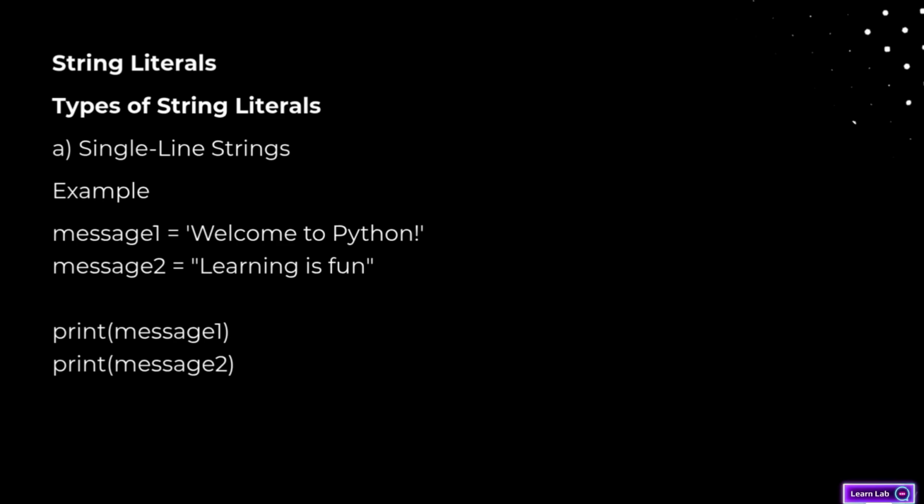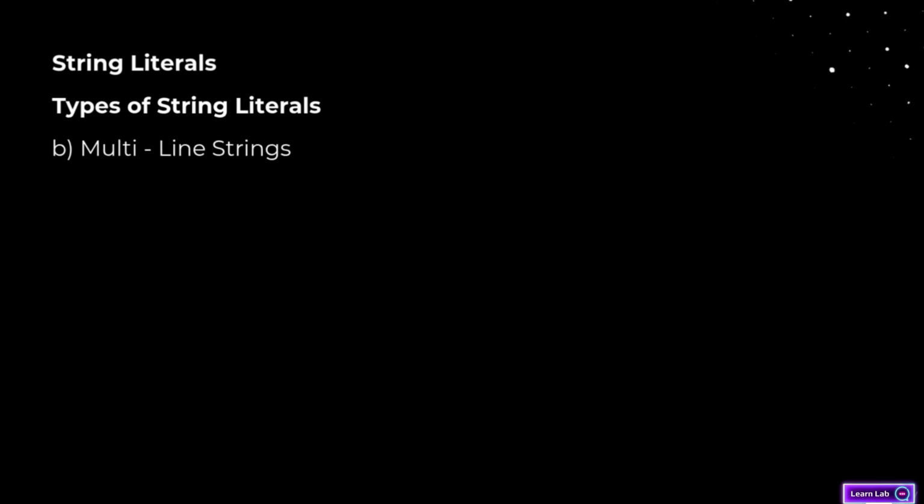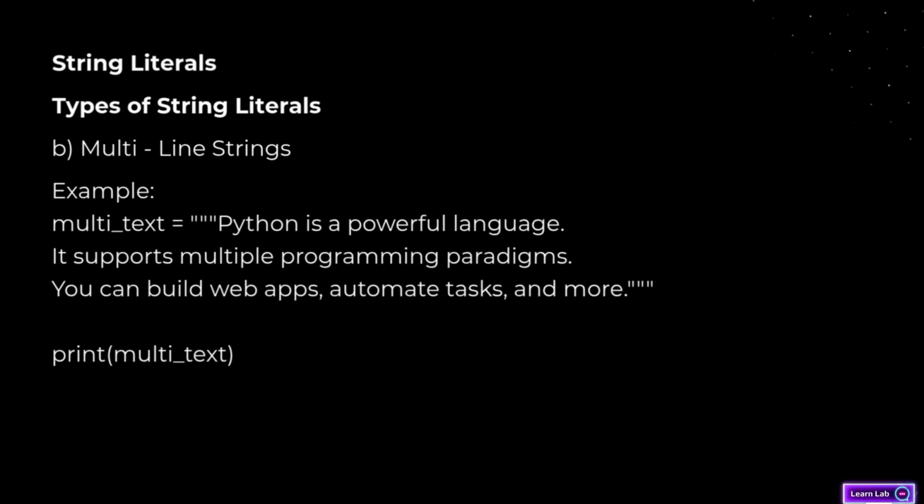Print message 1. Print message 2. Here we have initialized multiple variables using different formats of single-line string literals and printed their values, and the output is, welcome to Python. Learning is fun. The second type of string literal is multi-line strings. Multi-line string literals in Python are enclosed in triple single quotes or triple double quotes. They allow you to write text that spans several lines, making them ideal for long messages, documentation, or paragraphs.